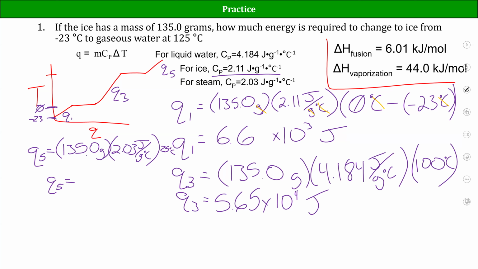That should get something pretty close to this 6.6 times 10 to the third number, right? Rounding, I have 6.9 times 10 to the third. So we're most of the way there. We did 3 out of the 5 steps now, right?